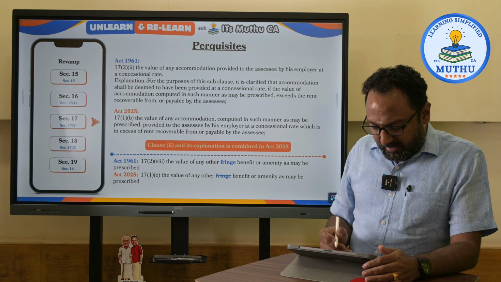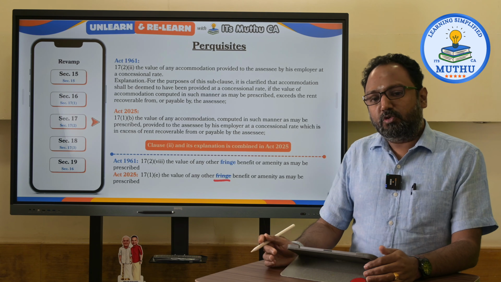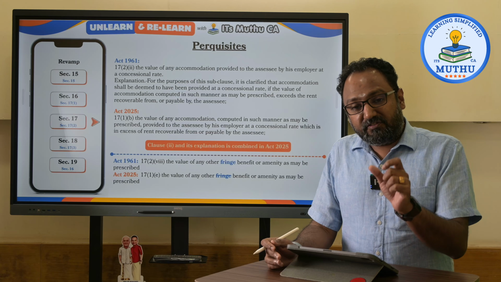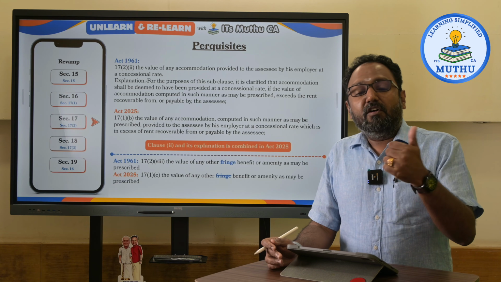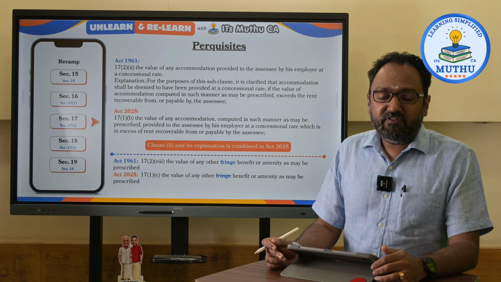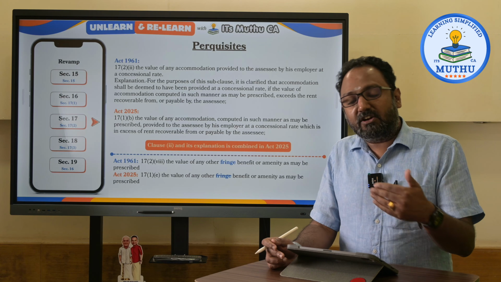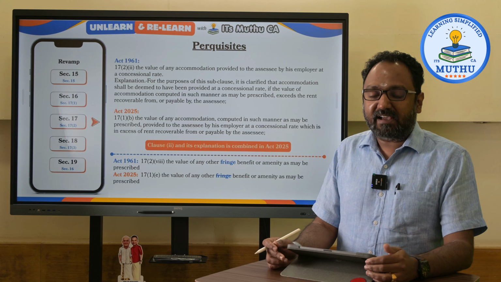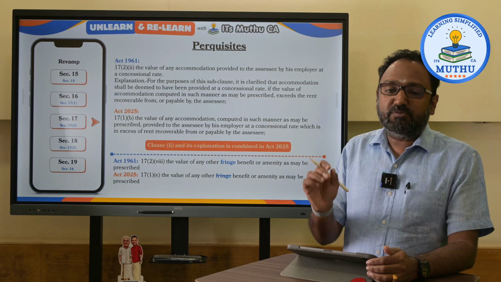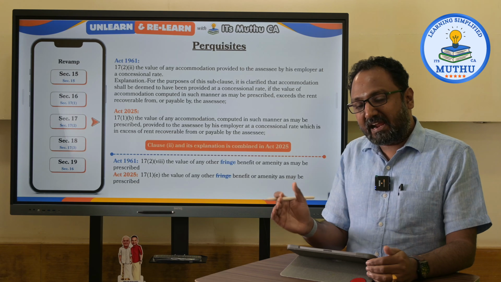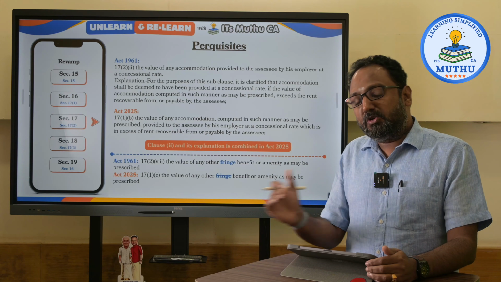Now, in Act 2025, the word fringe is removed. Why? Because the word fringe referred to fringe benefit tax under section 115W series, right? It all related to fringe benefit tax. That's the word fringe benefit. So the word fringe benefits is derived from section 115W series.